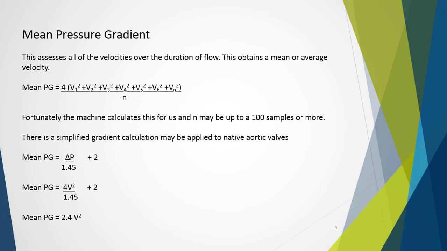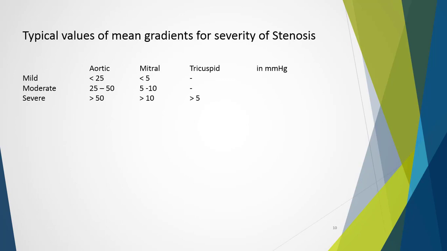There is a simplified gradient calculation that may be applied to native aortic valves with a maximum pressure gradient. Basically, the mean pressure gradient is equal to the change in pressure divided by 1.5, plus 2. Simple changes around to our calculation, and the mean pressure gradient is equal to 2.4 times the velocity squared. Here we have a set of typical mean gradients for the severity of stenosis for aortic, mitral, and tricuspid valves.